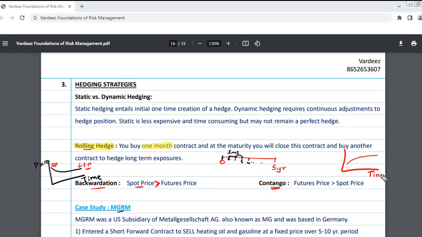If we have time over here and price, then this is the futures price, and this is the spot price. As you can see, the spot price is lower than the futures price, or I can say that the futures price is greater than the spot price. So if we have a situation like this, then we say that the market is in contango. Okay, so this is pretty much the background that you need to understand the case study for MGRM.